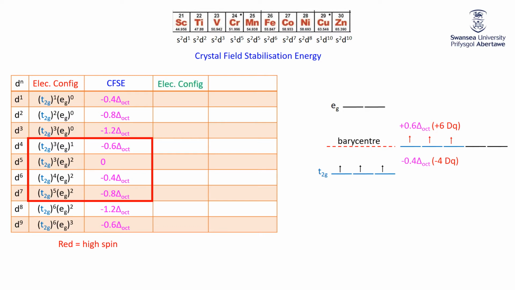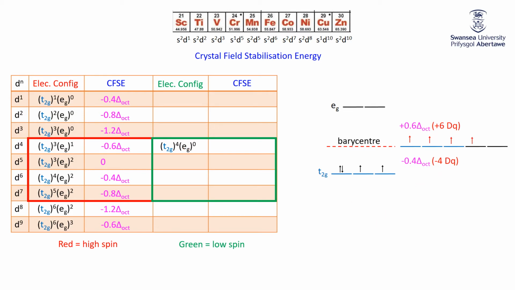But let's go back to the d3 situation and think now about the electron configuration and the CFSEs when we're dealing with low spin situations. In other words, this is where this energy gap is really, really big. The delta oct is very large. So therefore, it's better for an electron to go here, even if it has to pair up, rather than pop up here. So this fourth electron for d4 pops in the t2g. So the d4 low spin electron configuration is 4 in the t2g, nothing in the eg.